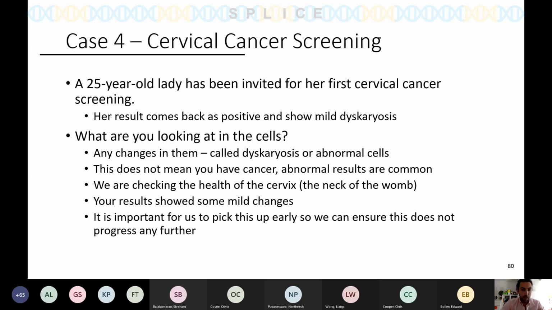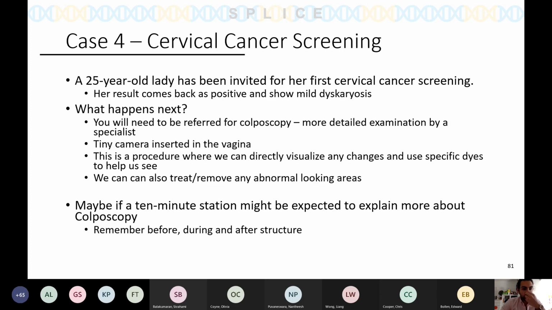Yeah, so your results showed some mild changes. It's important that we pick this up early. We can ensure that this doesn't go any further. So what happens next? You guys rightly said she's referred for colposcopy. So your stations are 5 minutes.